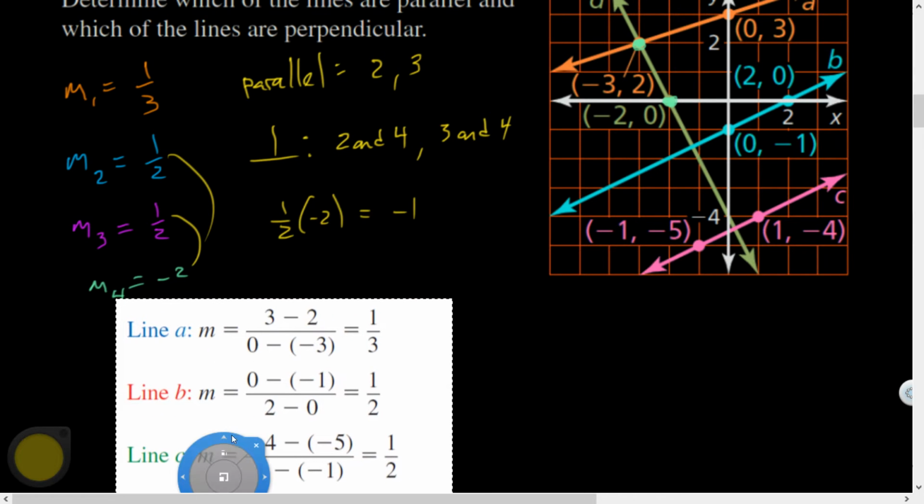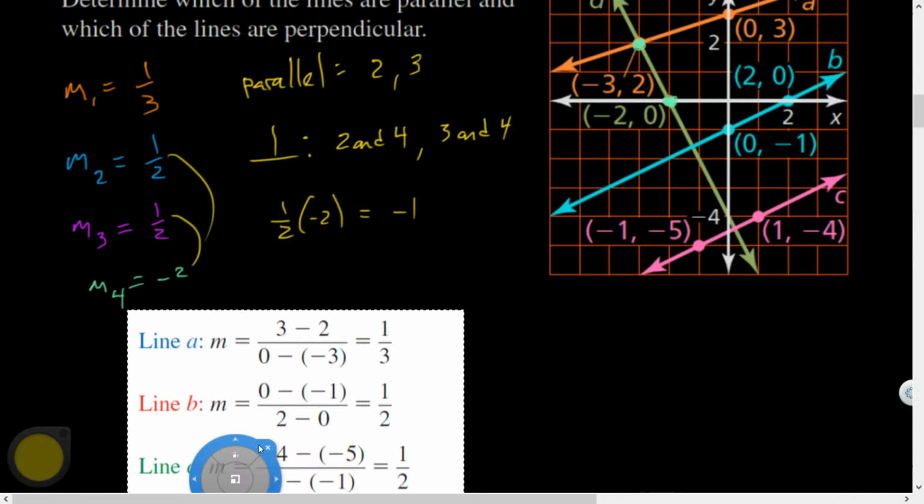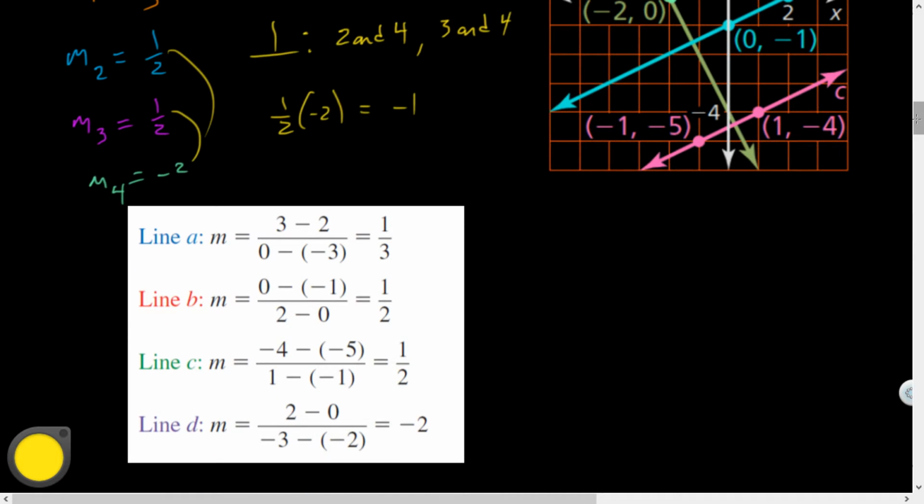You also could have done a whole bunch of work, but in our case, I was just comfortable doing rise over run. But you could have done the slope formula and found the slopes of each of those independently.